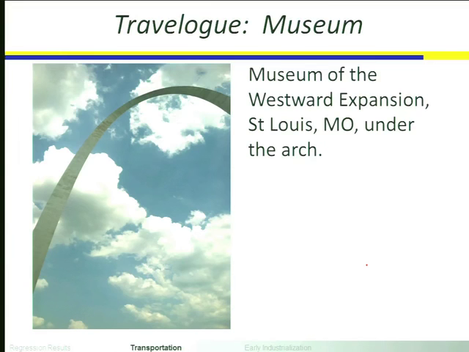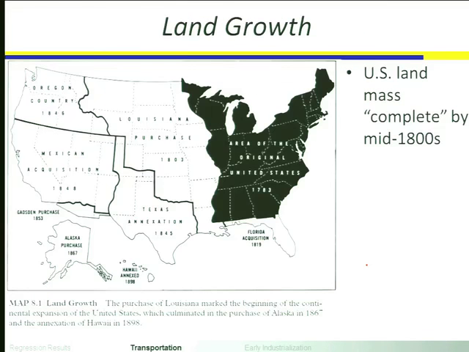All right. So this is the map I referred to on Tuesday that's in your book. The U.S. landmass is essentially complete by the mid-1800s. We've got the Louisiana Purchase in 1803, the annexation of Texas in 1845, the Mexican acquisition, which includes us, in 1848, Oregon Country, 1846, Gadsden Purchase, Florida acquisition. And so by the mid-1800s, the landmass of what is now the United States is essentially complete.